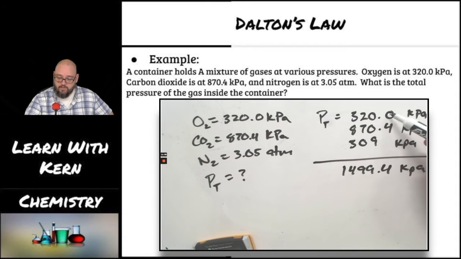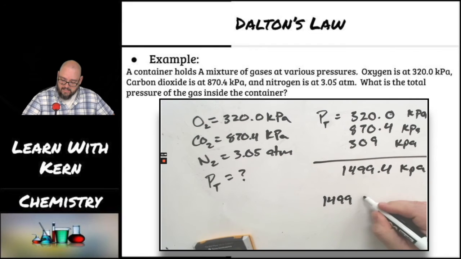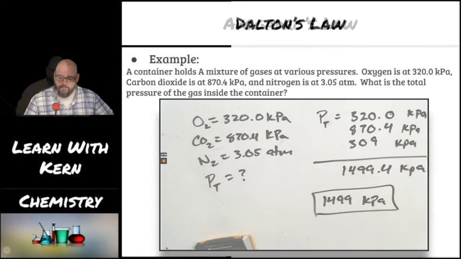So there's 1 decimal place, 1 decimal place, 0 decimal places. So I need to round this to 0 decimal places. So my final answer is 1499 kilopascals is my total unit. The point for this problem, though, is that Dalton's law is really simple. You simply add up the partial pressures to get the total pressure of all of them.